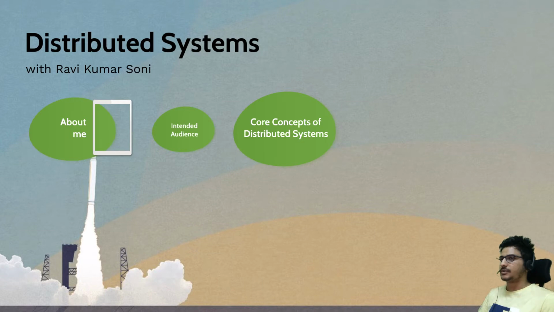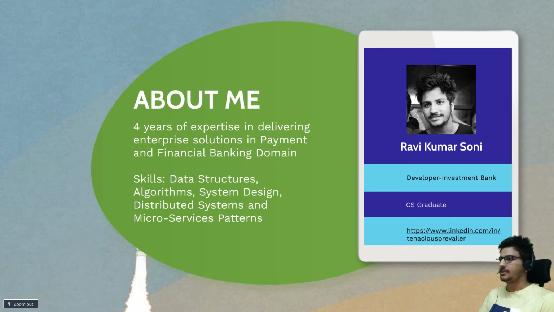Before we start with the course, let me introduce myself. I'm Ravi, currently working as a developer in an investment bank, a CS graduate, and I have 4+ years of expertise in delivering enterprise solutions in the payment and financial banking domain. I have a good skill set in distributed systems and microservice design patterns.